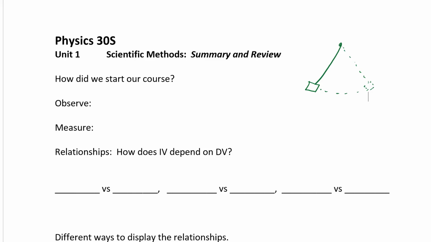Hi, this is a quick summary and review of what we've learned in our Physics 30S course in the first unit, which is about scientific methods. Essentially, we were learning how to do science. So how did we start our course?